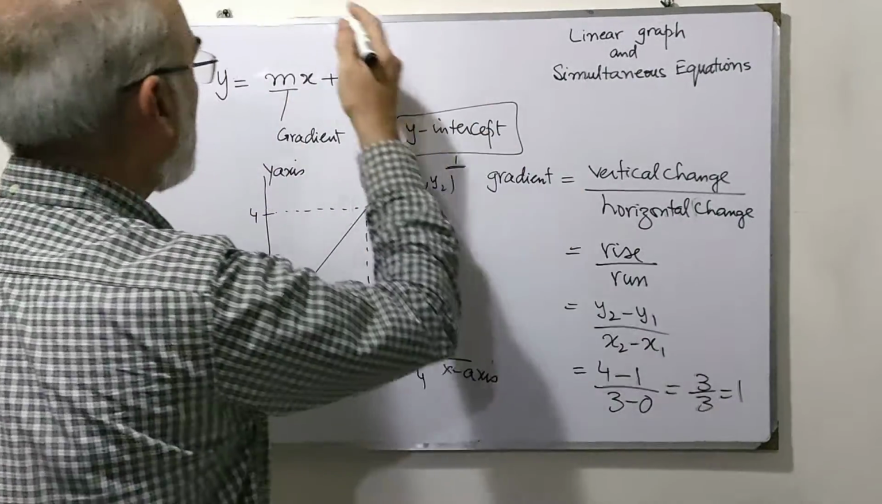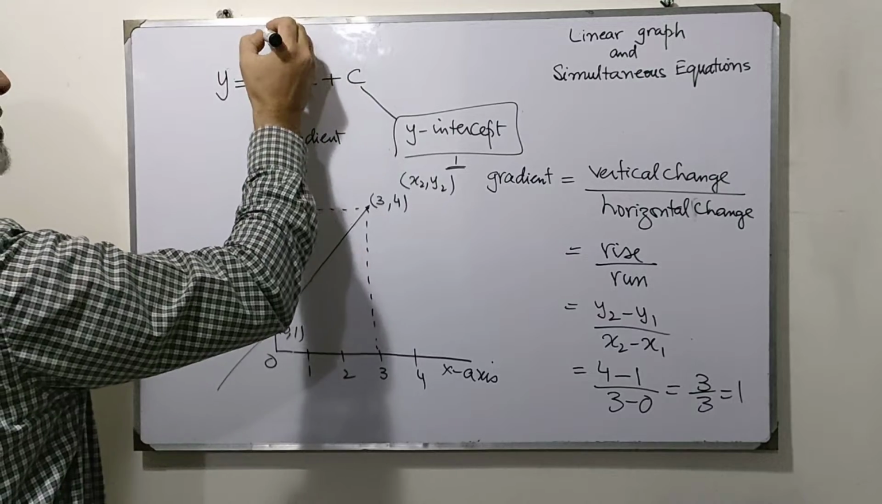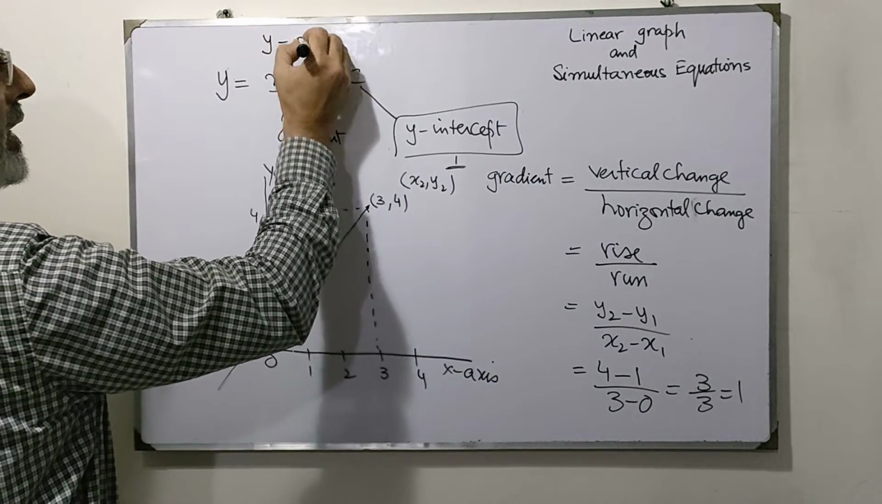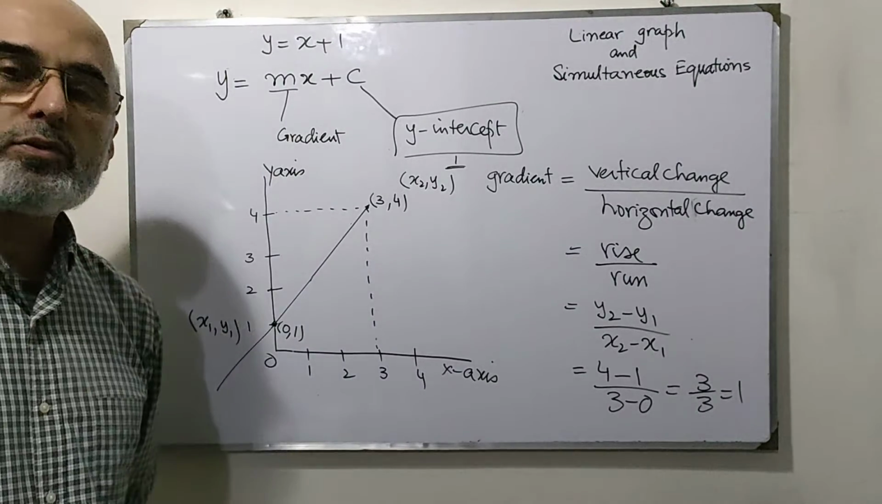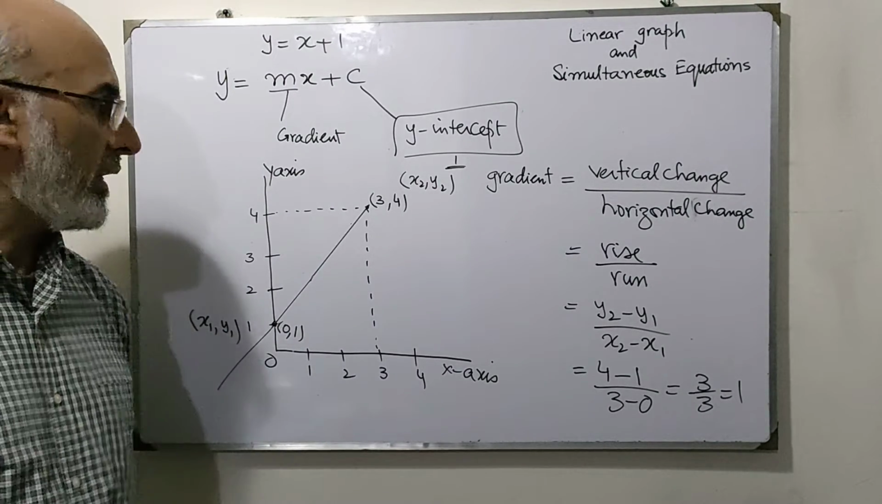And if we apply this, what's going to be the equation? y is equal to x plus 1. Since we don't write 1 here, the equation is reduced to y = x + 1, right?